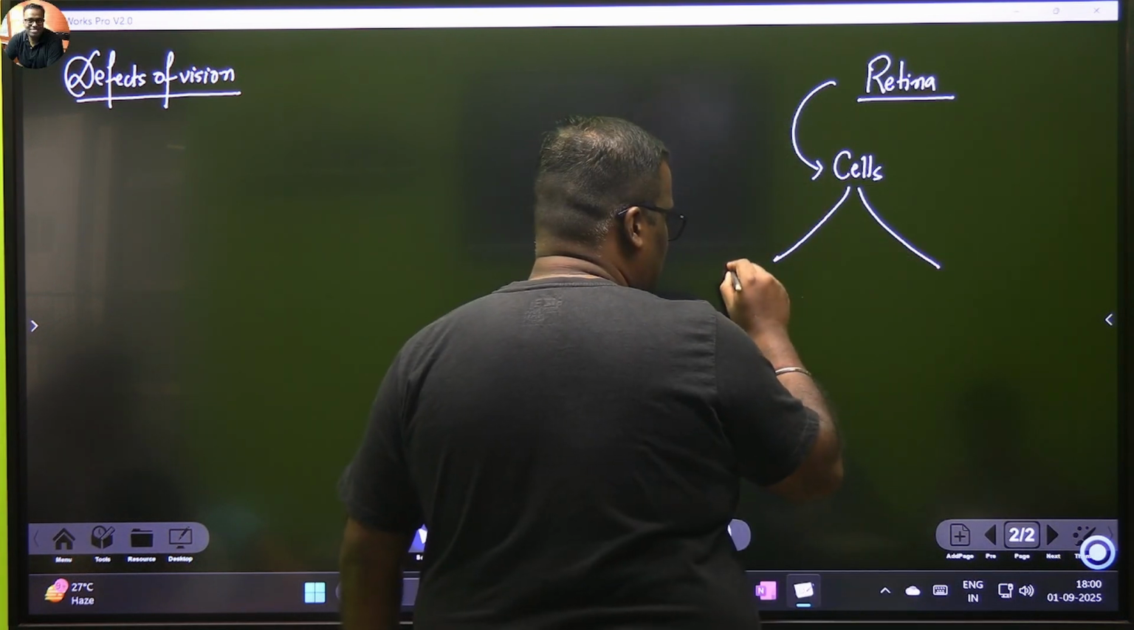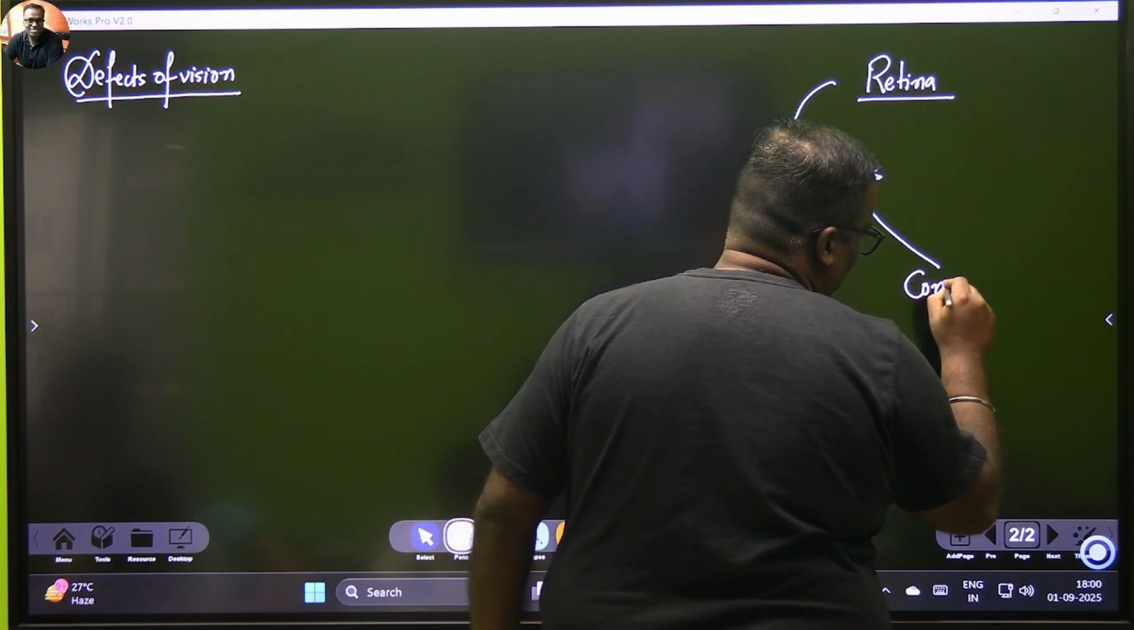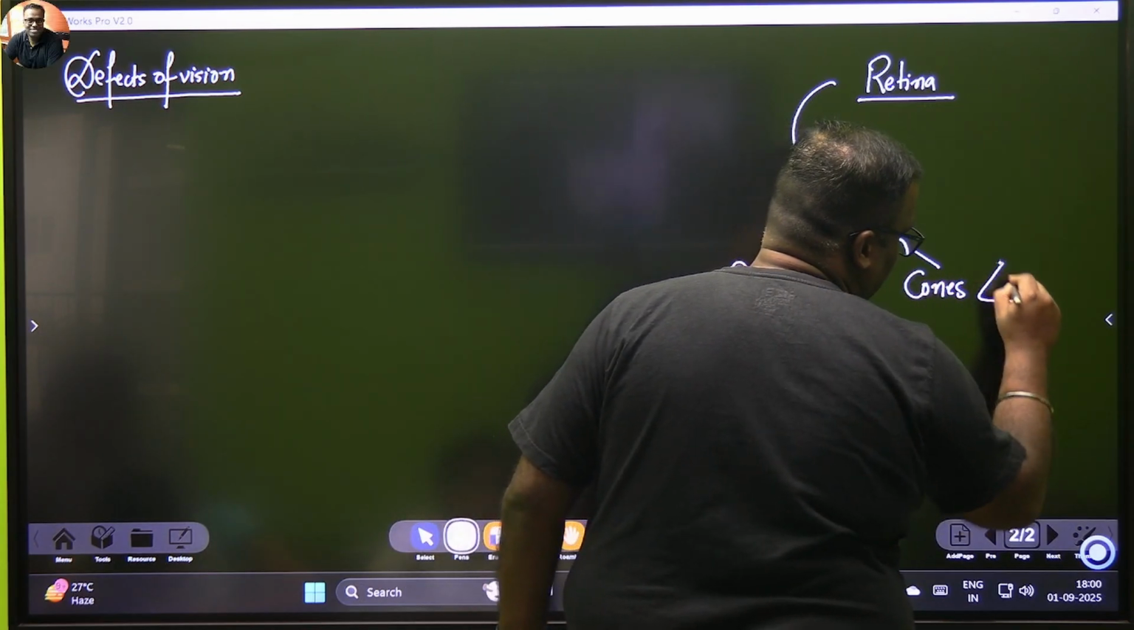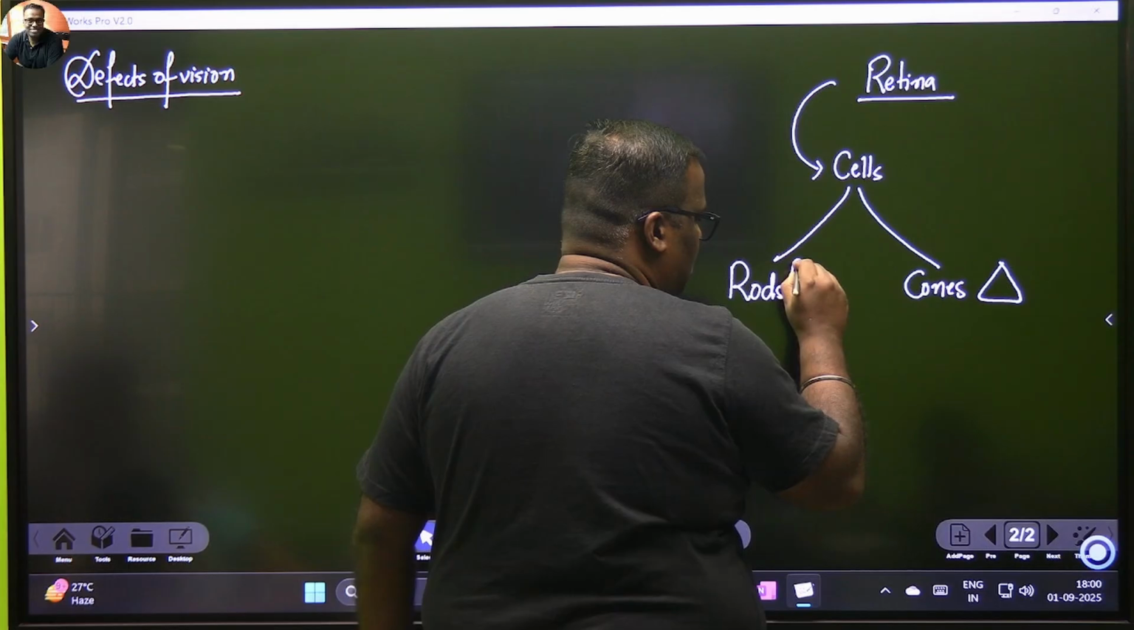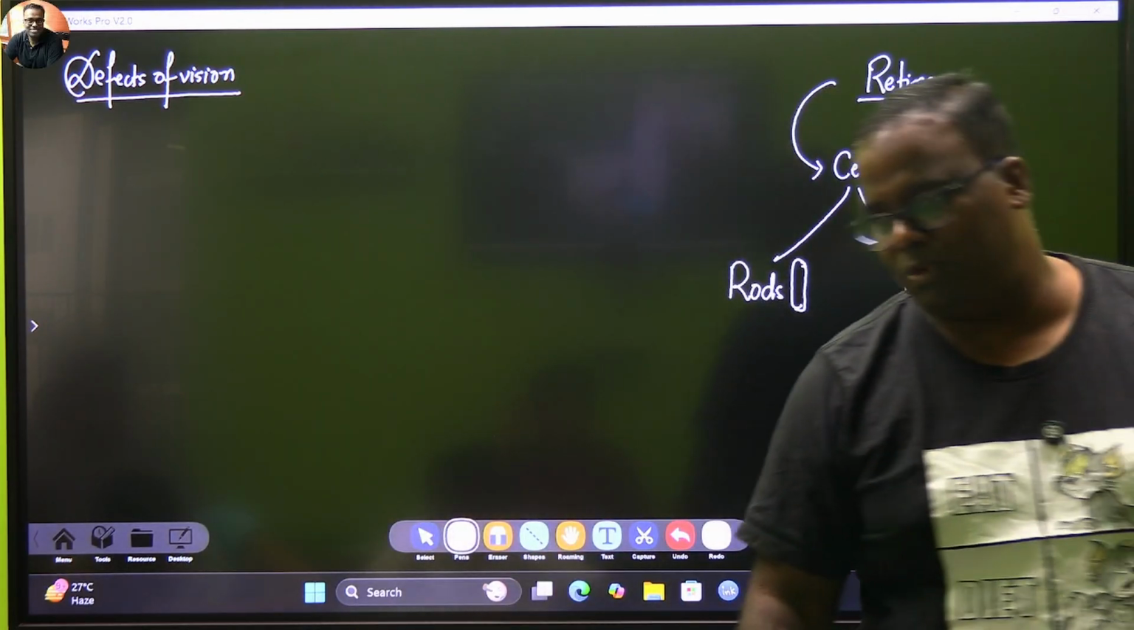There is one type of cell which is known as rods and one type of cell which is known as cones. Cones are the cells which are cone shaped. Rods are rod shaped. Okay. Rods and cones are 2 types of cells.